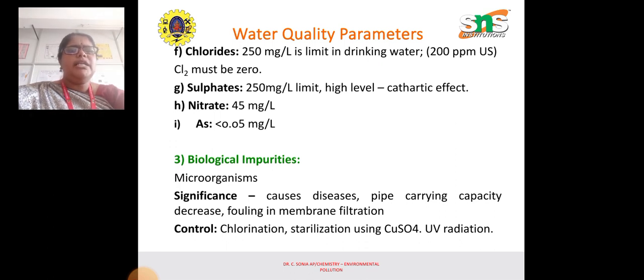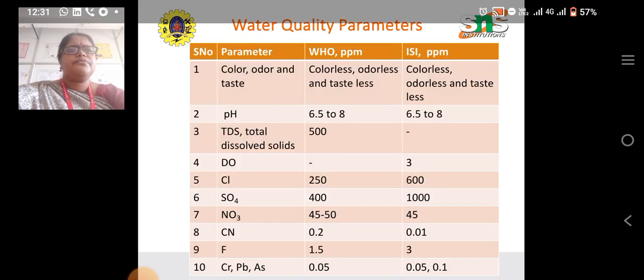Next is the biological impurities. Microorganisms are the main cause of the biological impurities. Significance: it causes disease, pipe carrying capacity decreases, fouling in membrane filtration. Then control. The microorganisms are controlled by chlorination method, sterilization, using copper sulfate and also ultraviolet radiation.